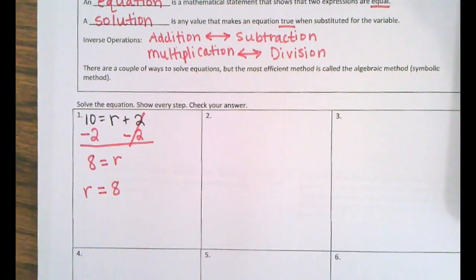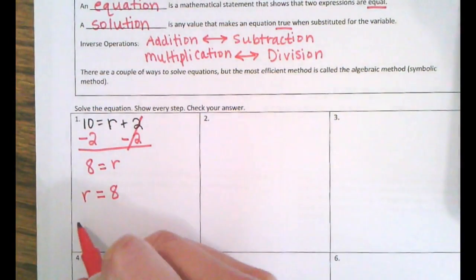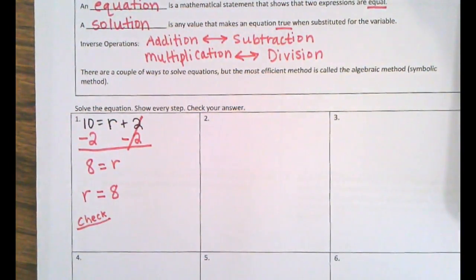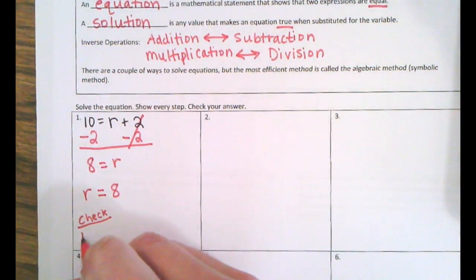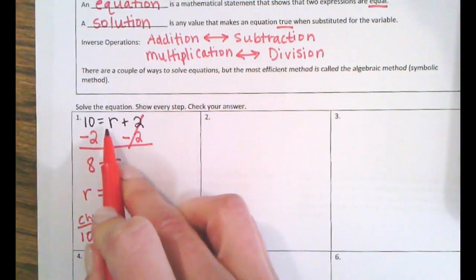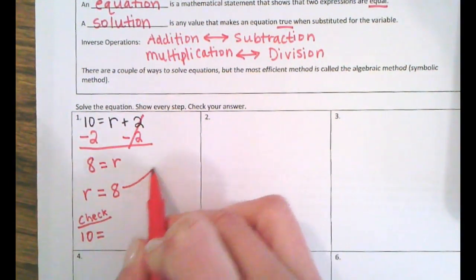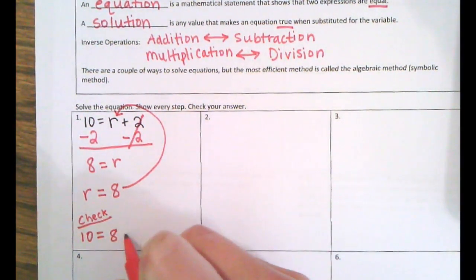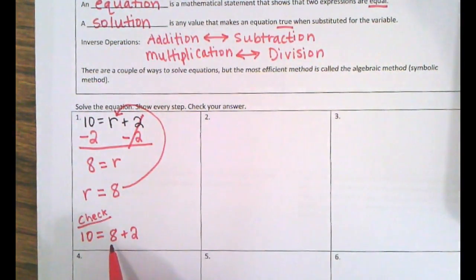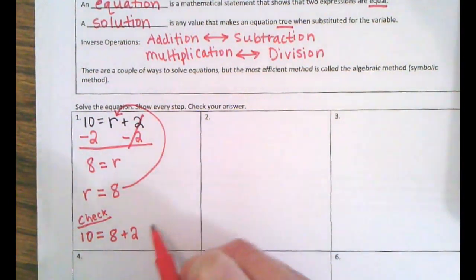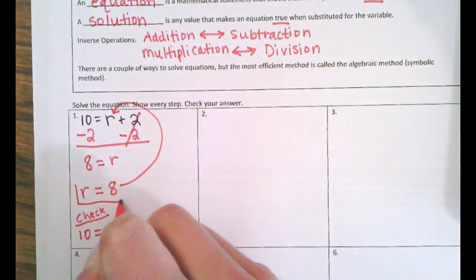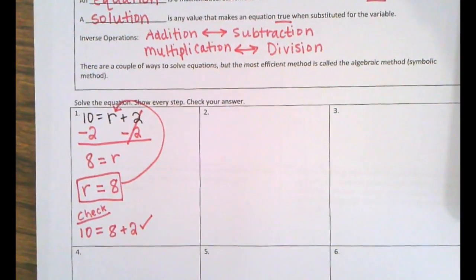Starting off pretty simple, we can check our work by plugging it back in. So I have 10 equals, and I'm plugging in 8 for r. And I do know that 8 plus 2 equals 10. So this checks off, and r equals 8 is my solution.